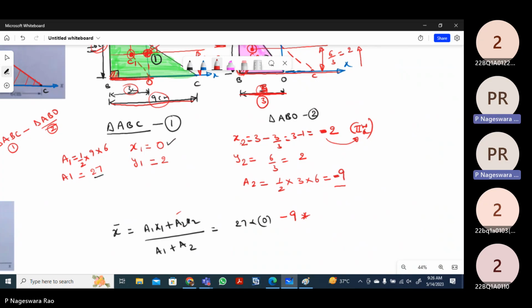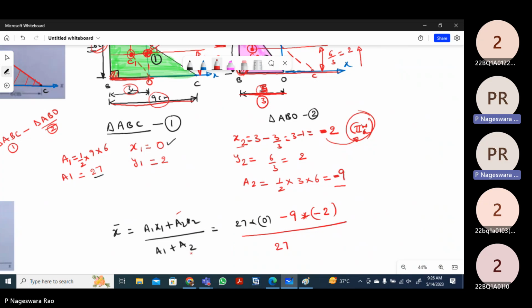Next, the x2 coordinate also has a sign, because the second area's centroid lies in the second quadrant. Whenever the point lies in the second quadrant, the x distance will be negative and the y distance will be positive. So x2 will be minus 2, because we got the value 2 only, but because it is in the second quadrant, we have to give the sign negative. That means x2 value is minus 2, divided by A1 minus A2.